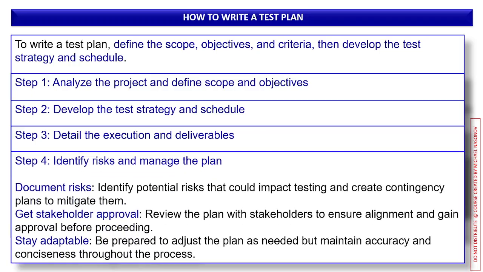And step number 4. Risks. Identify risks and manage the plan. Document risks. Identify potential risks that could impact testing and create a contingency plan to mitigate them, so-called risks and contingency. Get stakeholder approval. Remember about this. You are not supposed to start testing without approval. Review the plan with stakeholders to ensure alignment and gain approval before proceeding to testing. Stay adaptable. Be prepared to adjust the plan as needed, but maintain accuracy and conciseness throughout the process.